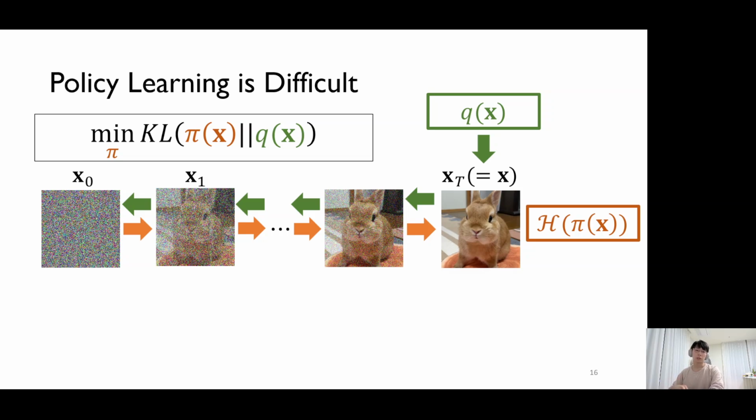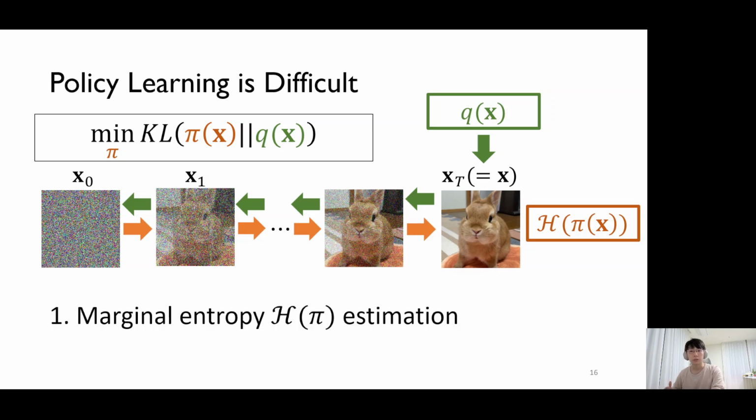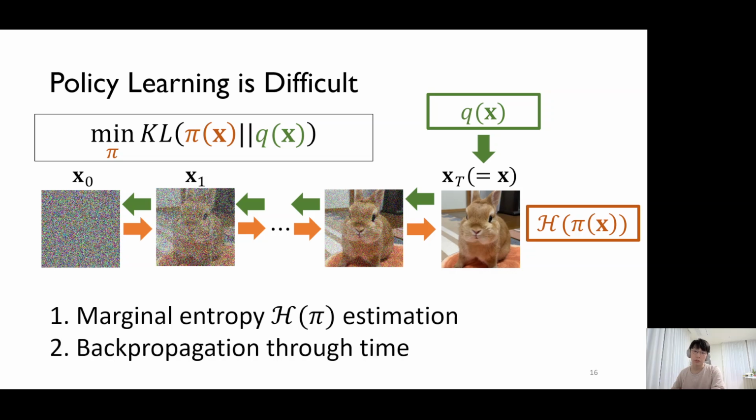However, the policy learning step for a diffusion model is not trivial to implement. The first difficulty is that we cannot analytically evaluate the marginal entropy for a short-run diffusion model. The second difficulty is that the gradient has to be propagated through time to train a diffusion model. This backpropagation through time usually requires a significant amount of memory. Even with sufficient memory, there might be gradient explosion or vanishing problems.